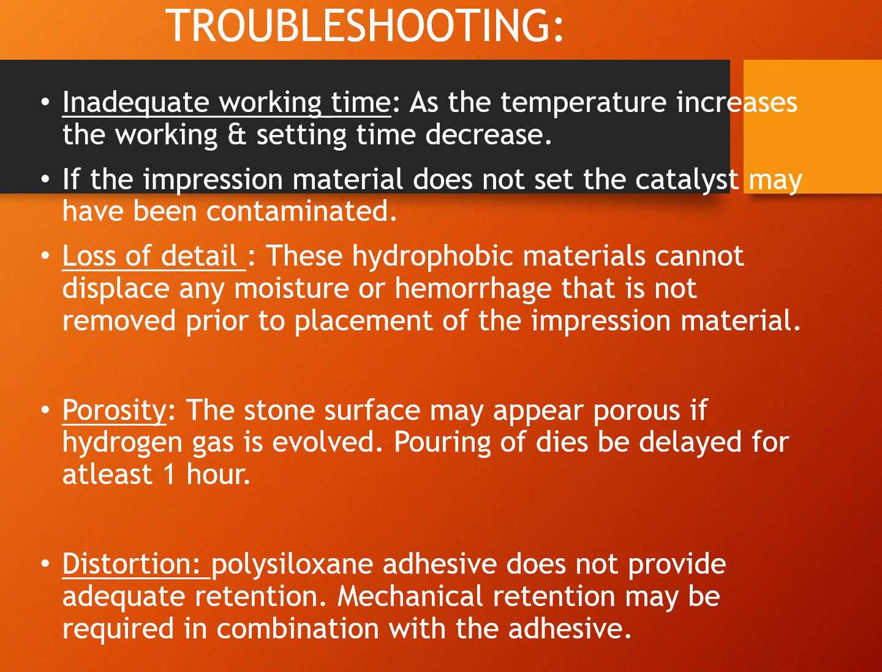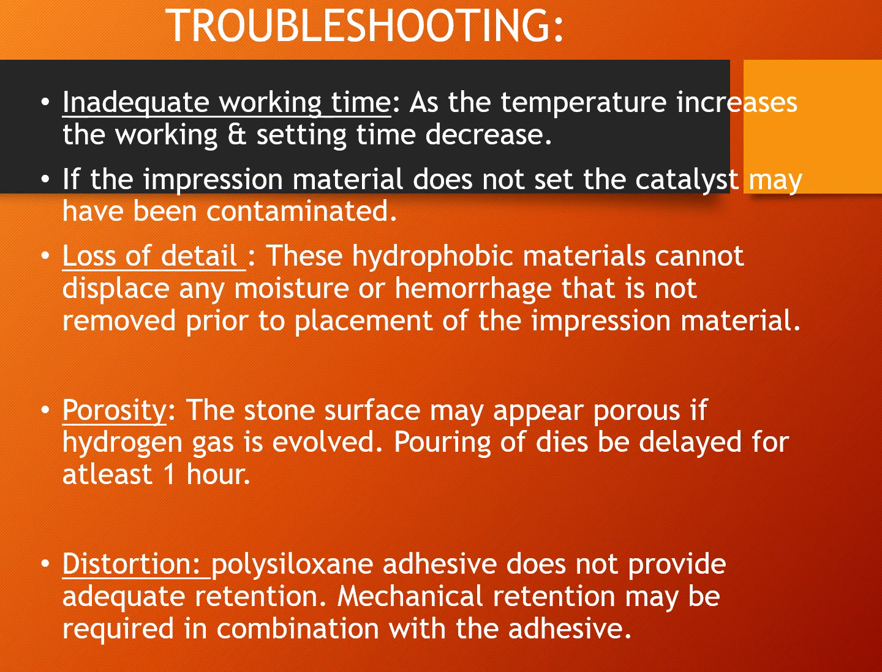The first one is inadequate working time, which may be due to increased temperature. So increase in temperature results in decreased working as well as setting time. Next, if the impression material does not set, this may be due to catalyst contamination. So here the platinum containing catalyst becomes inactive after contacting certain substances such as tin or sulfur compounds.